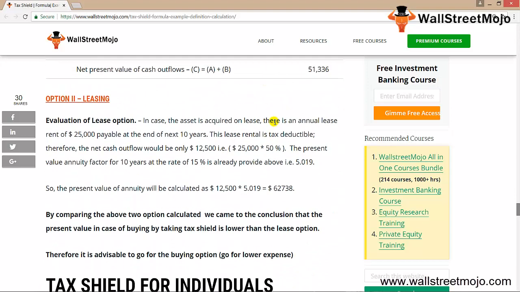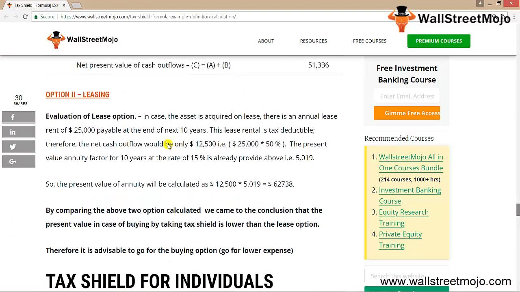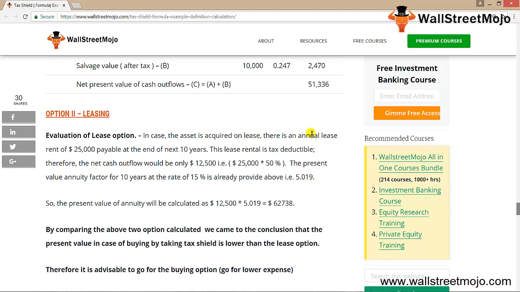Now the second option was leasing, in case the asset is acquired on annual lease, the rent to be paid is 25,000 payable. Over here the net present value is 51,336 after inputting all the details. This lease rental is tax deductible, as we know very well. 25,000 into 50%, that is 12,500. So the present value factor of 10 years at the rate of 15% is, as we know, 5.019. So this 12,500 into 5.019 gives us 62,738.